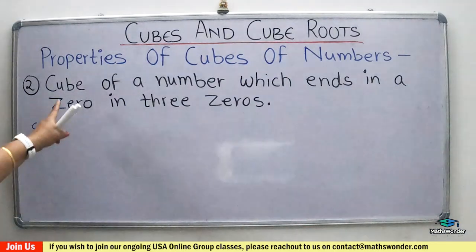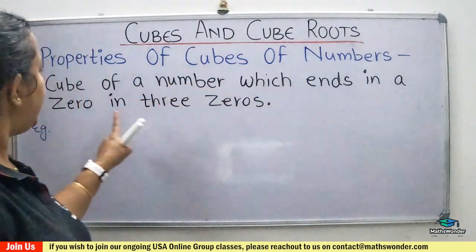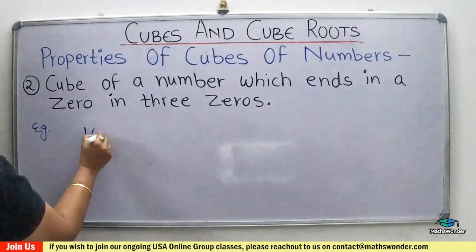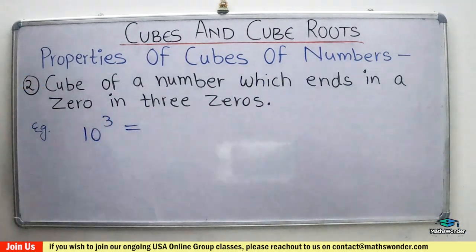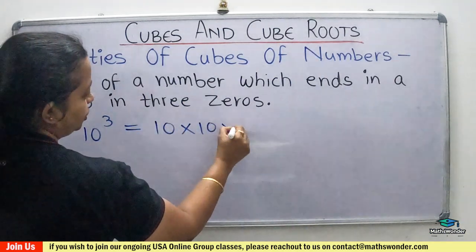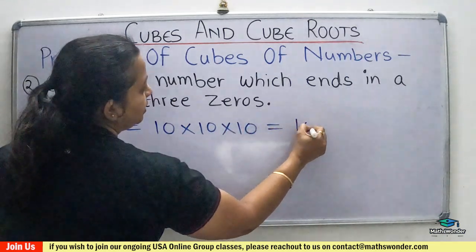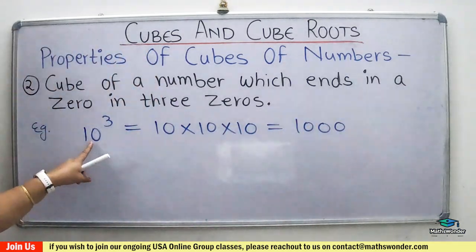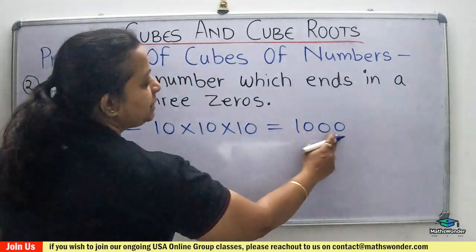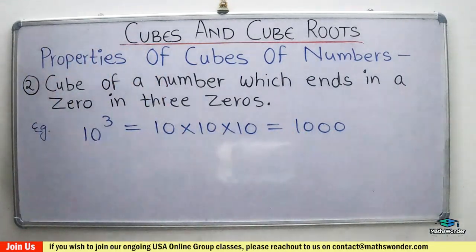Second property is: the cube of a number which ends in a 0 ends in 3 zeros. What does this mean? Suppose your question is 10 cube. How will you find it? 10 is there, so you will do the multiplication 3 times, so you will get 3 zeros.